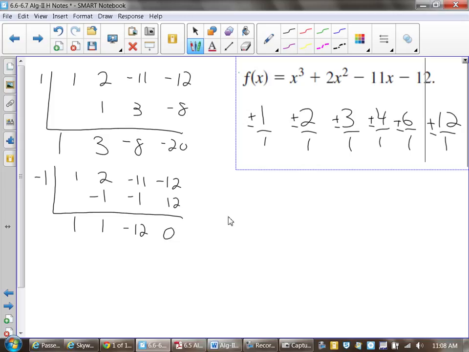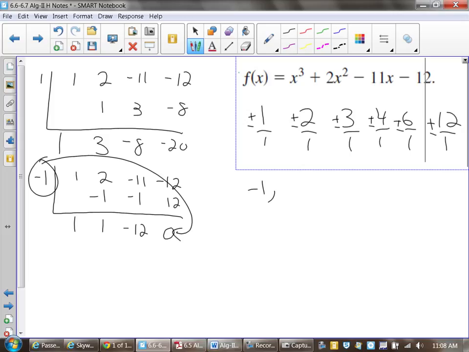Okay. Now what happened? So the last value when you synthetically divide has to be a 0. If that's a 0, then whatever you synthetically divided by is the 0. So this basically says that negative 1 is a 0. So that means my list is: negative 1 is a 0.